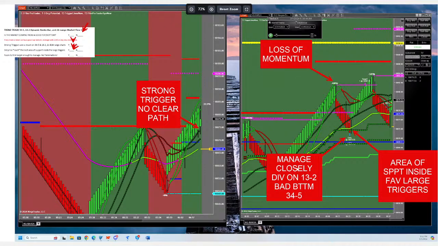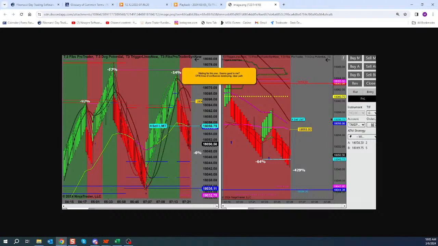And look, Joel came back after and he said, manage closely, divergence on the 13.2. It's a bad bottom. So you have to go through some of these to be able to manage it in real time. And it takes a while. So understanding what kind of trade you're getting into pays dividends on what you're doing with it.